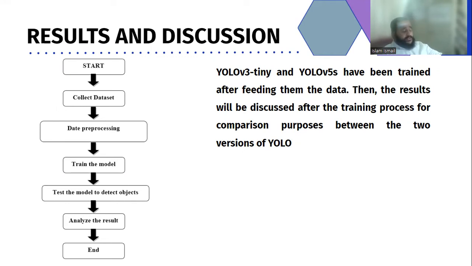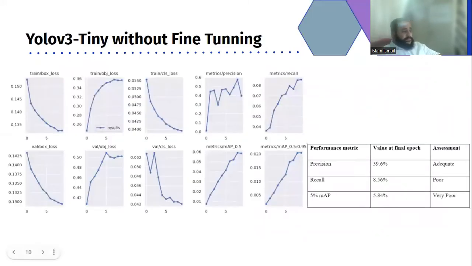We have trained a total of 4 different models, 2 with YOLOv3 tiny architecture and 2 more with YOLOv5S architecture. Now we will discuss the results of each of the models. The first one, YOLOv3 tiny without fine-tuning.